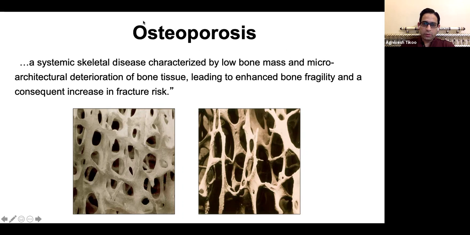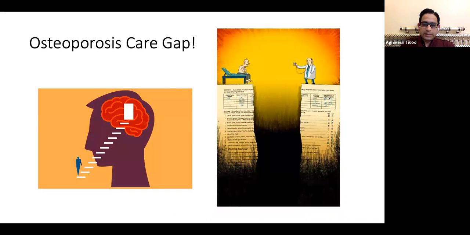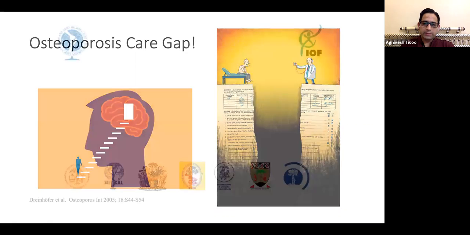Now, everything we say about osteoporosis is in the last line. The increase in fracture risk is something which we try to control and try to get rid of, and that is what we need to do. There's something we call the osteoporosis care gap. Many people, including doctors, are not aware of this silent killer or silent disease, and it results in lack of treatment. So a patient with hip fracture gets a fixation, gets a replacement, but does not get osteoporotic treatment. A patient with spine fracture gets better conservatively, but does not get osteoporotic treatment. Understand, they are going to develop these fractures again.